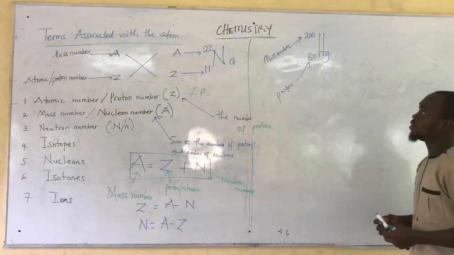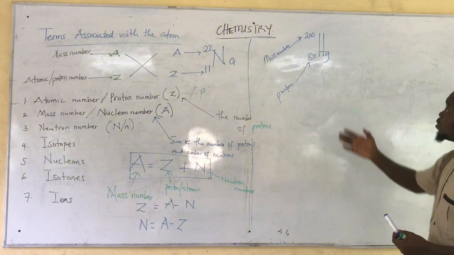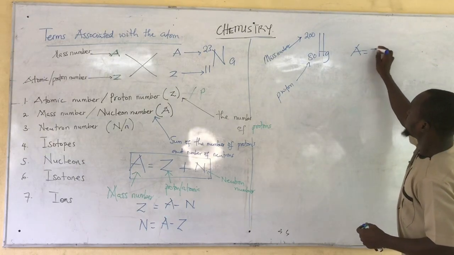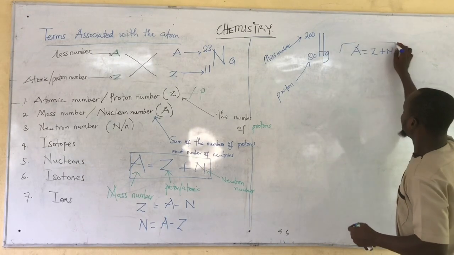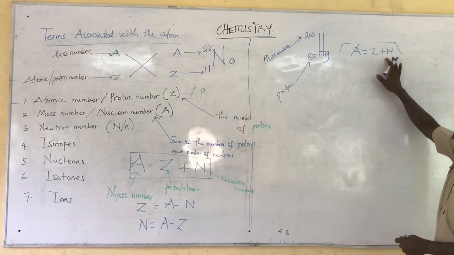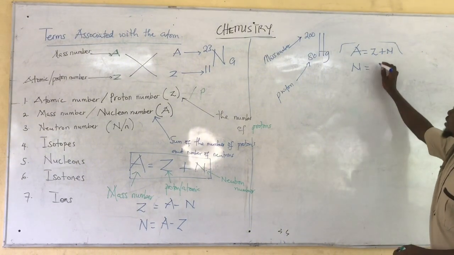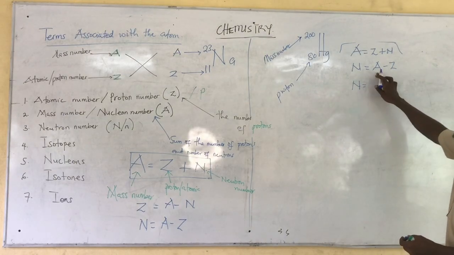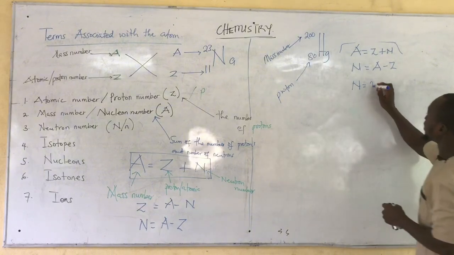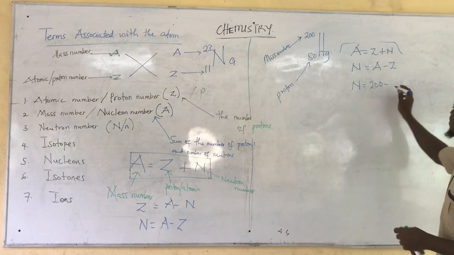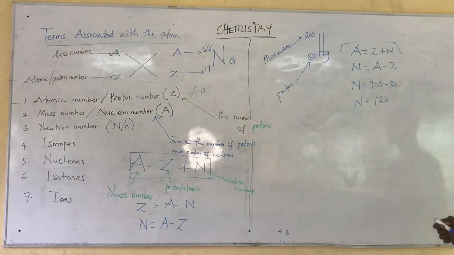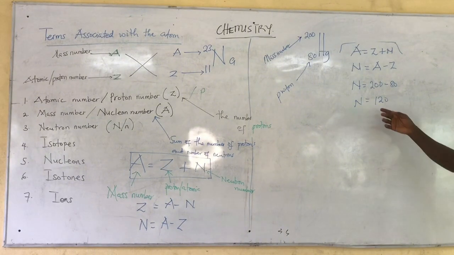Now, how do we get the neutron number? How do we get the number of neutrons in this element? From the relation A is equal to Z plus N, we can simply make N the subject. So N is equal to A minus Z. A is 200, and Z is 80. So we have 120. The number of neutrons in mercury with a mass number of 200 and a proton number of 80 is equal to 120.